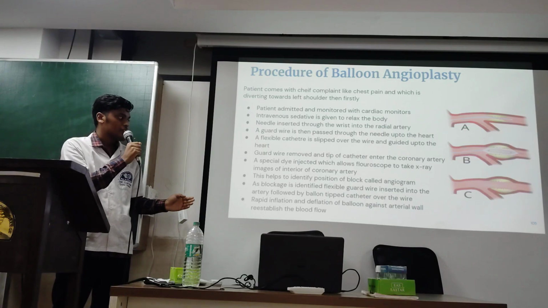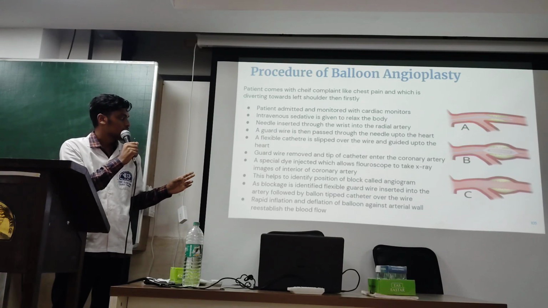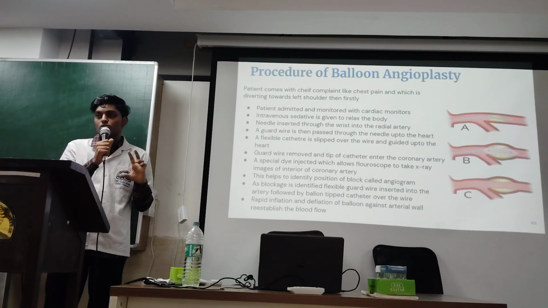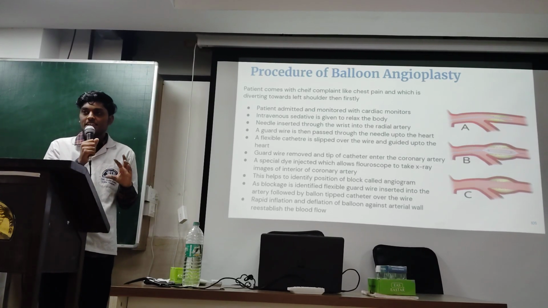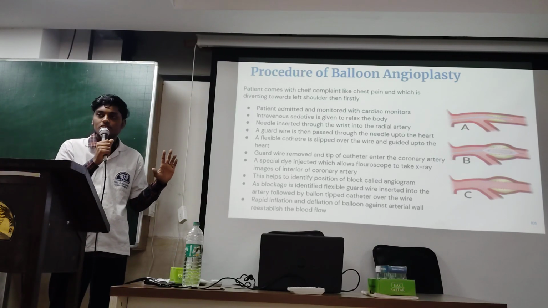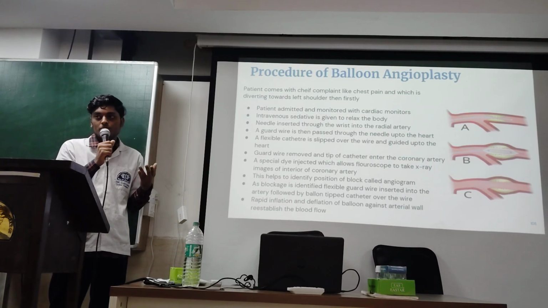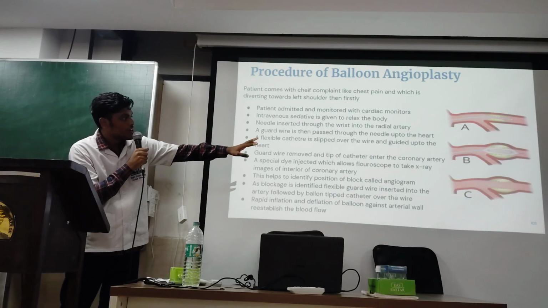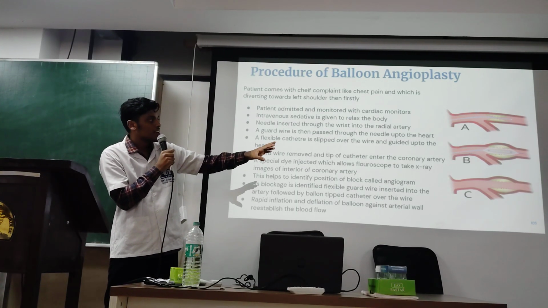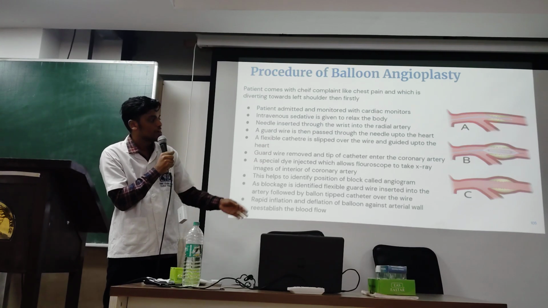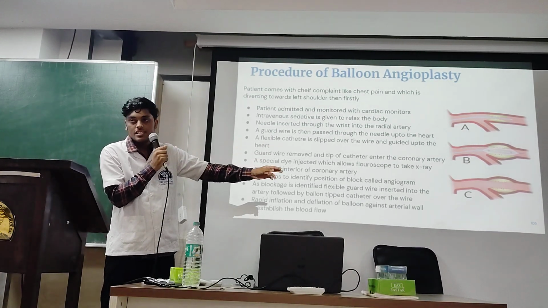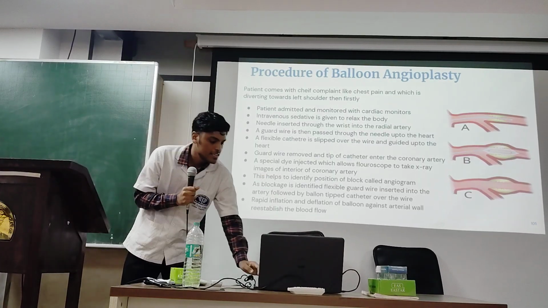As the blockage is identified, a flexible guide wire is inserted into the artery, followed by a balloon tip catheter. The balloon tip catheter is inflated and deflated rapidly, which causes opposition force against the plaques and the blood clot, which restores the blood flow. As you see in figure B, the balloon tip catheter is inflated and deflated rapidly, which restores the blood flow, as you see in figure C.